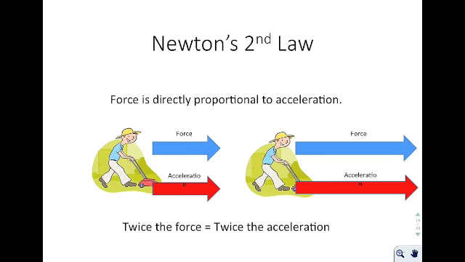Now we have Newton's second law, and Newton's second law says that force is directly proportional to acceleration. Okay, so twice the force results in twice the acceleration. This makes sense. If you push a lawnmower with a force of 10, it goes so much. But if you push it with 20, it's going to go twice as much. So twice the force is twice the acceleration.